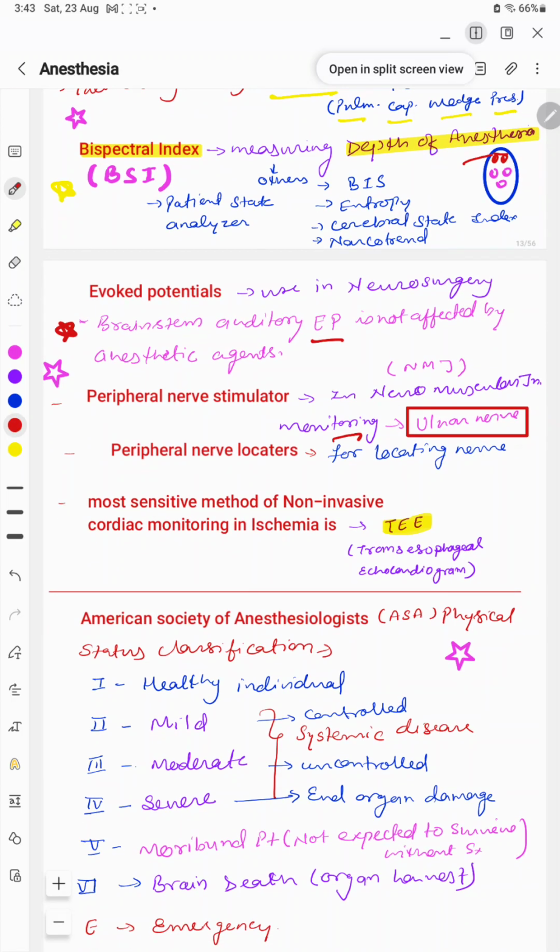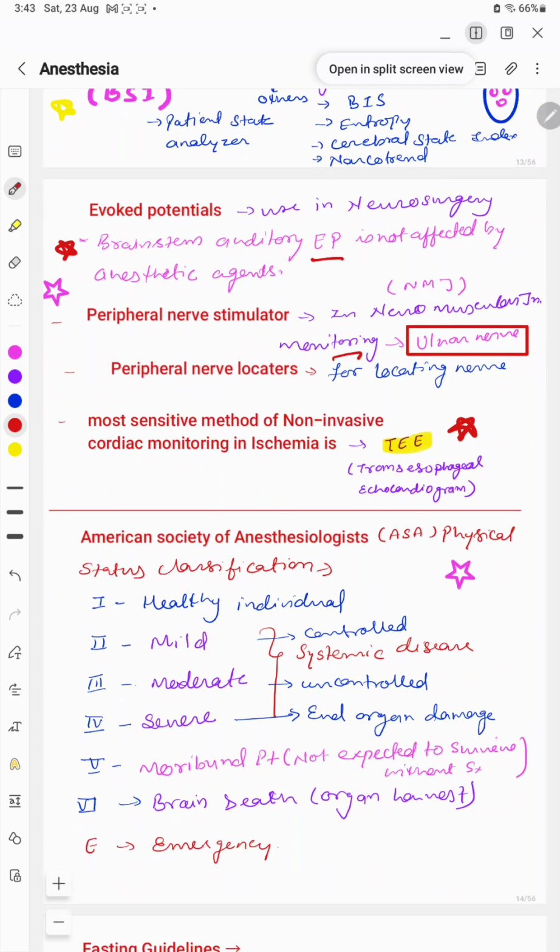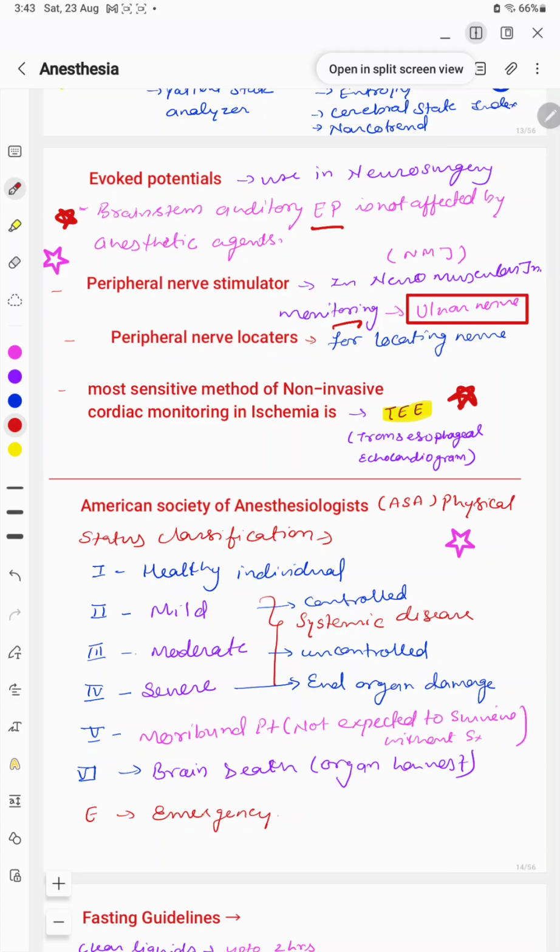Most sensitive method for invasive cardiac monitoring in ischemia. This is also an important question. Most sensitive method for non-invasive cardiac monitoring in ischemia is the transesophageal echocardiogram. What is the transesophageal echocardiogram? This is the most sensitive method.